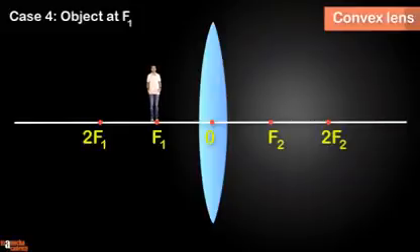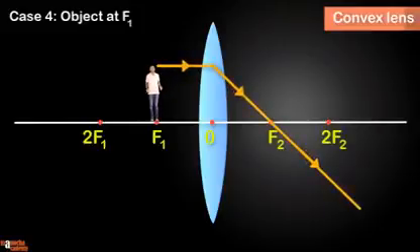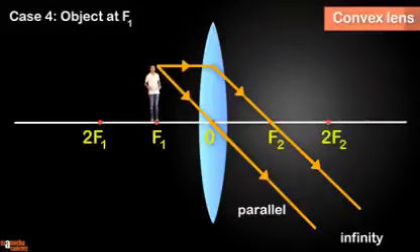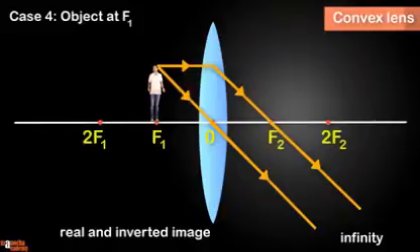Again, we need to apply 2 out of the 3 rules. This is an interesting case because as you can see, the refracted rays are parallel. The refracted rays never meet. So where is our image formed? The image is far away, formed at infinity. The image is real and inverted, and it's highly magnified.